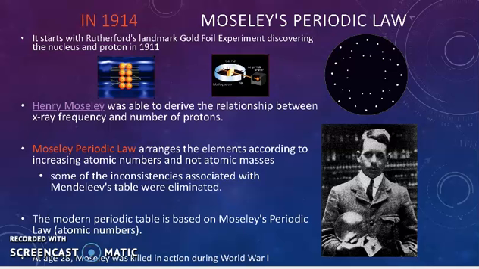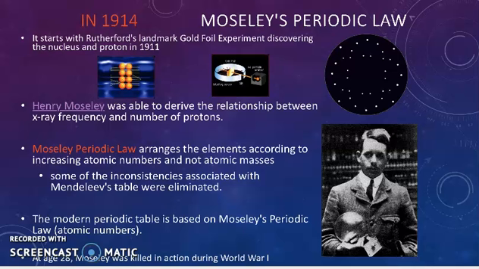So again, remember the atomic mass does not increase in the same order as the atomic number for all elements. Just remember to look at iodine and tellurium to see an example of that. So Moseley's periodic law arranged the elements according to increasing atomic numbers and not atomic masses, and then it fixed those inconsistencies that were associated with Mendeleev's table. The modern periodic table is based on Moseley's periodic law, which is the increasing order of atomic numbers.